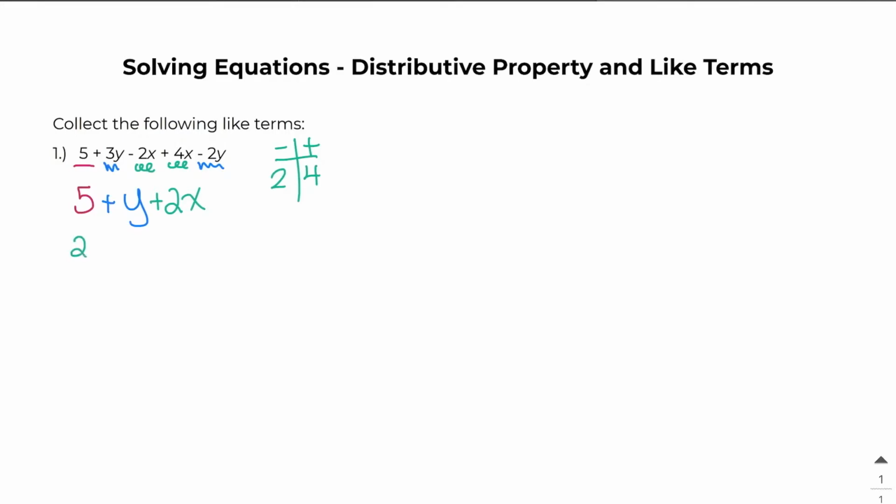Now put this in descending order. It doesn't matter if the x or the y goes first. Typically we do it in alphabetical order, but the 5 has to go last.